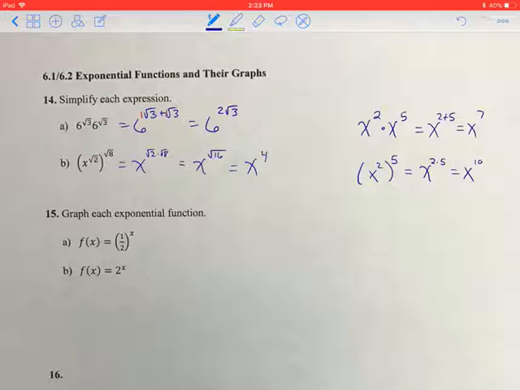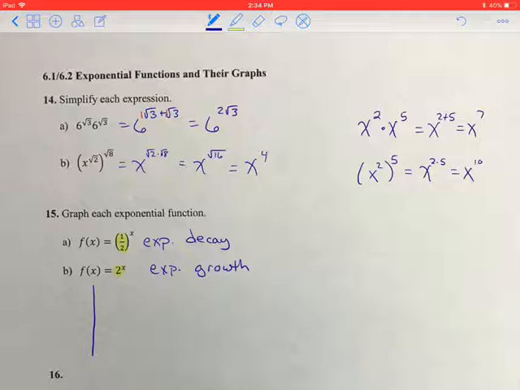Moving on to number 15. Now on graphs of exponential functions, I want you to be able to identify the basic shape. So this one, since the base is less than 1, this is exponential decay. Anytime this number is less than 1. And this one is exponential growth because our base is greater than 1.